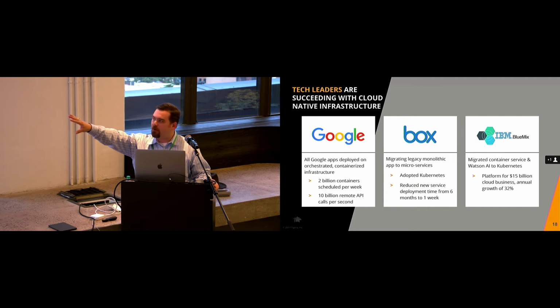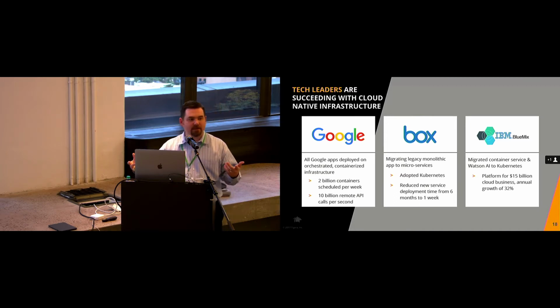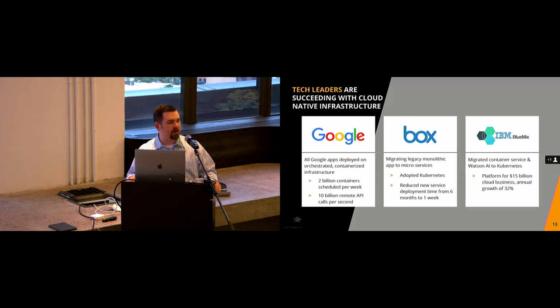All of these companies are being very successful with cloud native infrastructure, right? Google, they completely skipped over the concept of a VM. They went straight to containers. Box has adopted Kubernetes at this point, and we're seeing that underlying Bluemix, they're also running their container service with Kubernetes.